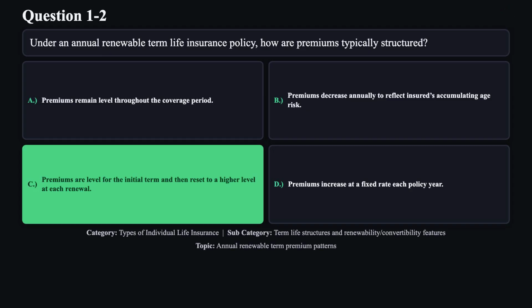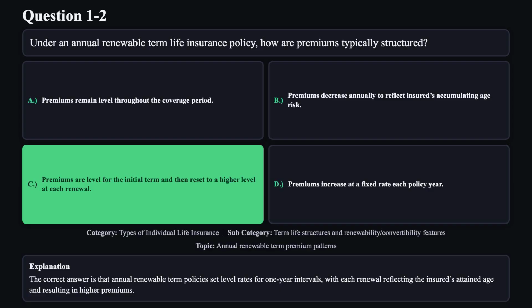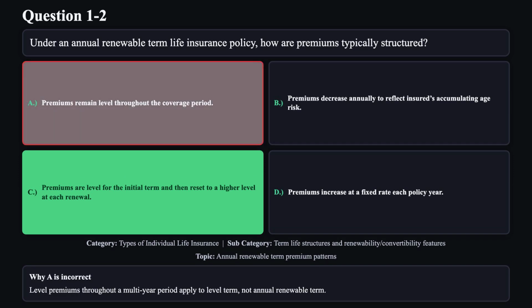The correct answer is C. The correct answer is that annual renewable term policies set level rates for 1-year intervals, with each renewal reflecting the insured's attained age and resulting in higher premiums. Reason A is not correct. Level premiums throughout a multi-year period apply to level term, not annual renewable term.